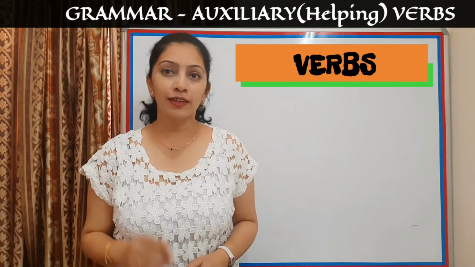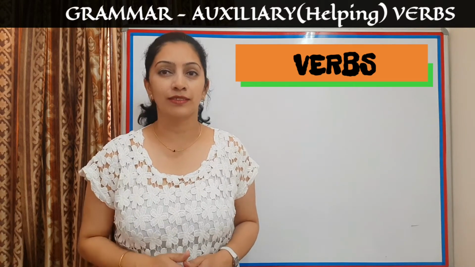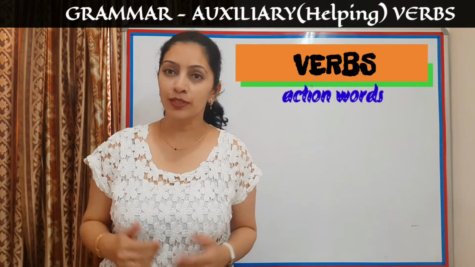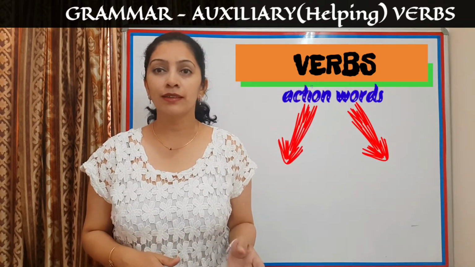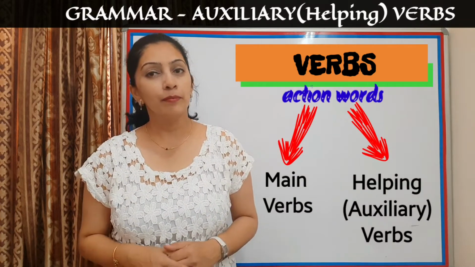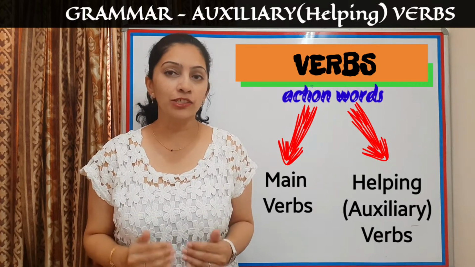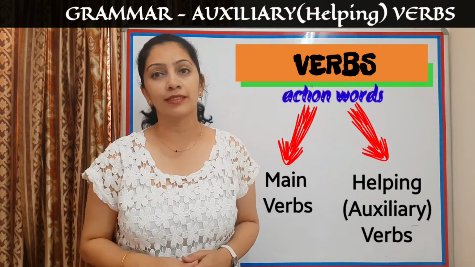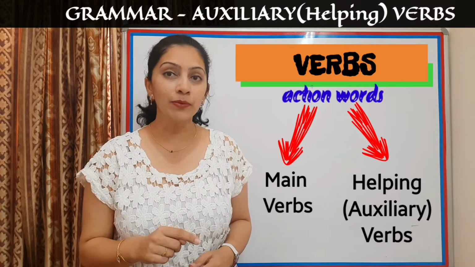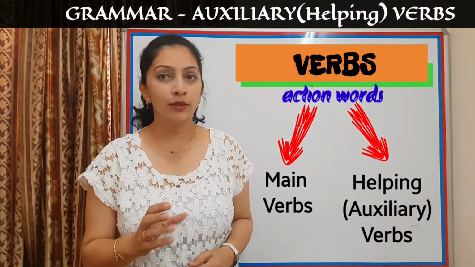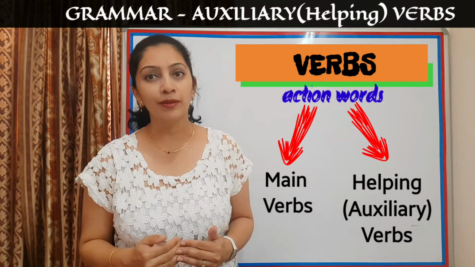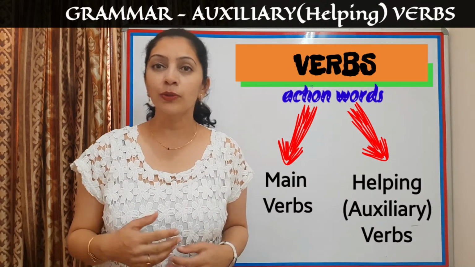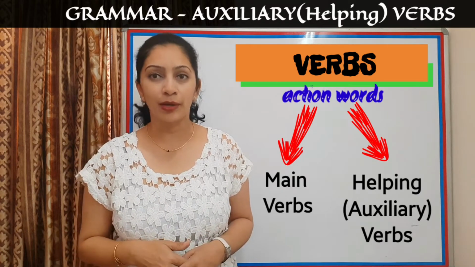We all know that verbs mean action words. But verbs are basically of two types, main verbs and helping verbs. Main verbs are the main action words that denote the actual action taking place. Whereas the helping verbs are those verbs which come before the main verb and help it to identify more or to give more information about it.